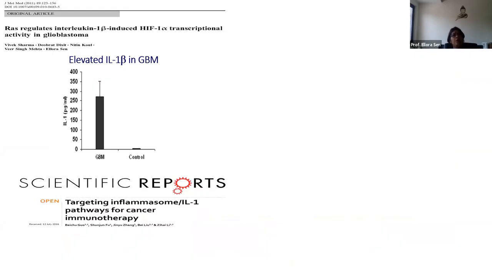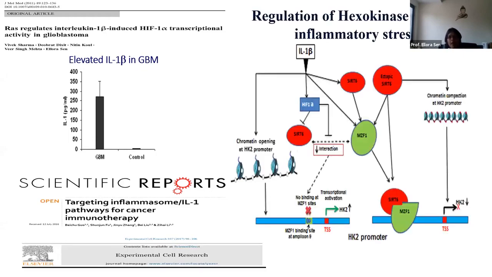Now we have something in tumors which is aberrant inflammation, excess production of pro-inflammatory cytokines. And one of them, which has been a focus of our lab, is the pro-inflammatory cytokine interleukin-1, IL-1. Way back in 2011, we showed that in GBM tumors there is an elevated level of interleukin-1 as compared to the surrounding brain tissue. And IL-1 has been suggested as an important target for cancer immunotherapy.